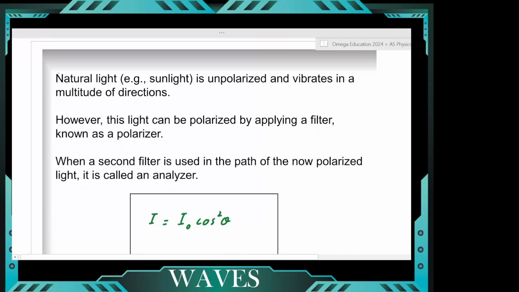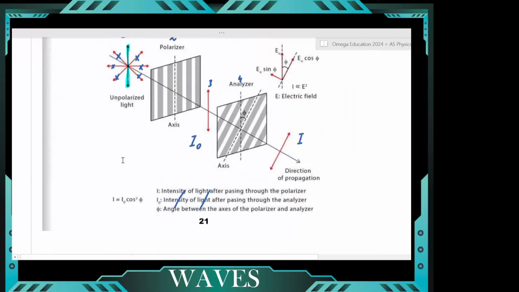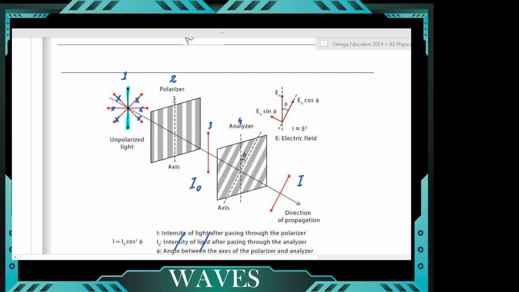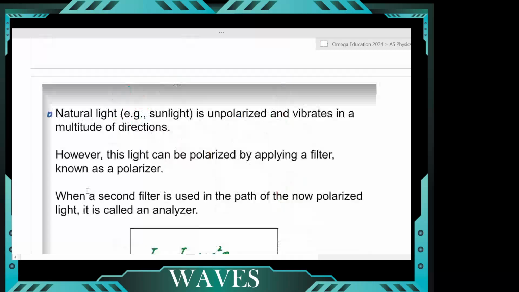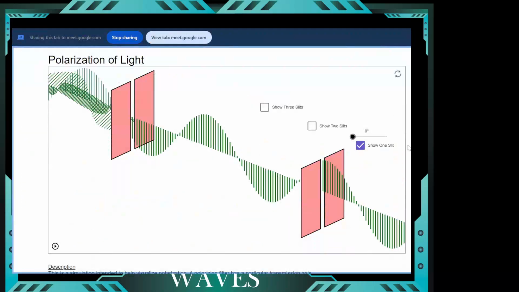Let's check out these pointers. Natural light, for example sunlight, is unpolarized and it vibrates in a multitude of directions. However, this light can be polarized by applying a filter known as a polarizer. Where do we have it on the diagram? The second one, step 2. When a second filter is used in the path of now polarized light, it is called an analyzer. So let me show you the analyzer. Okay, so this is what we have.